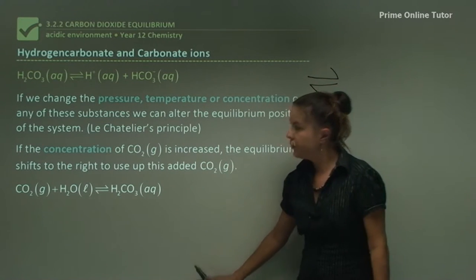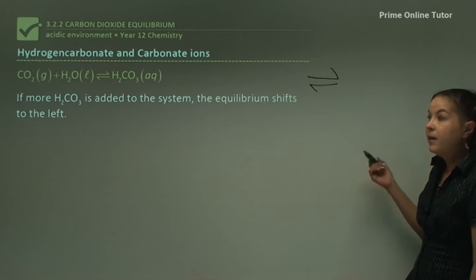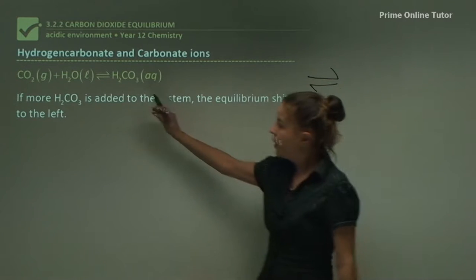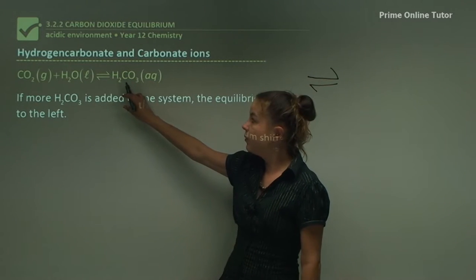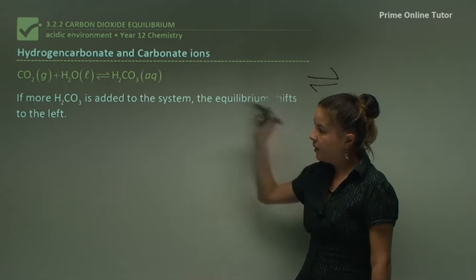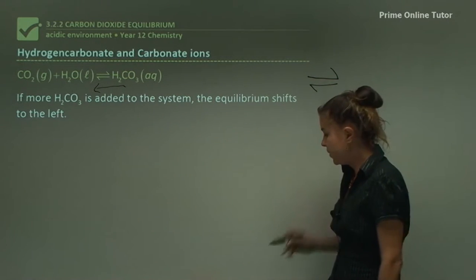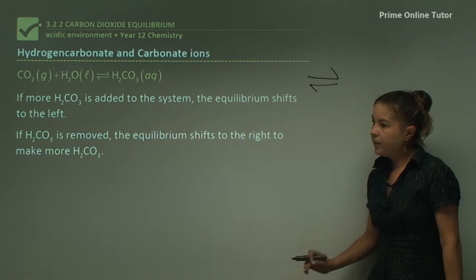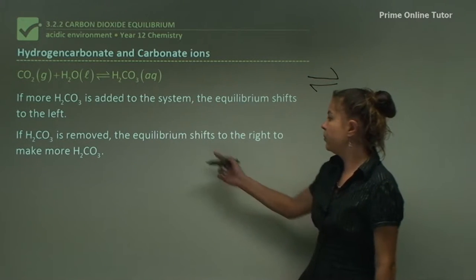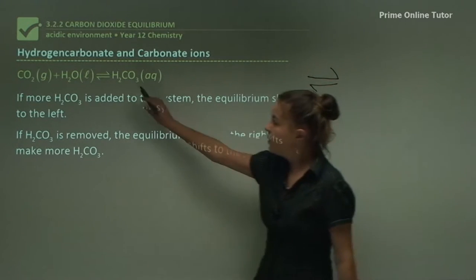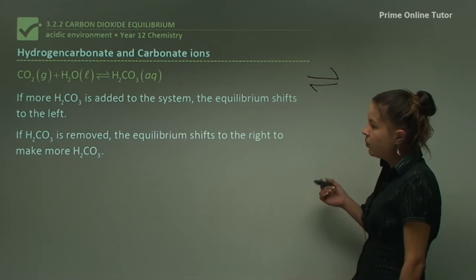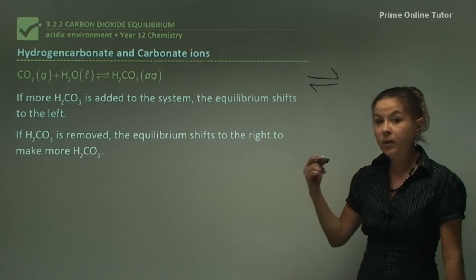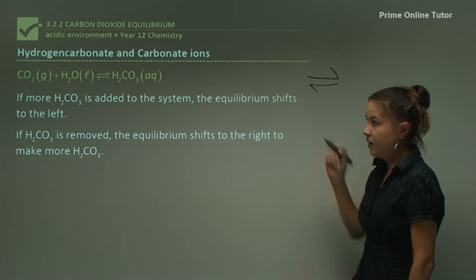So I'll just go through a couple of different examples. Okay, if more carbonic acid is added to the system, the equilibrium will shift to the left. So if we increase the concentration of this species, the equilibrium will want to shift to the left to compensate. So if H2CO3 is removed, the equilibrium will shift to the right to make more of it. Okay, so concentration changes are quite easy to predict where the equilibrium will lie. Basically, the equilibrium wants to go in the opposite way of what the condition change is going to be.